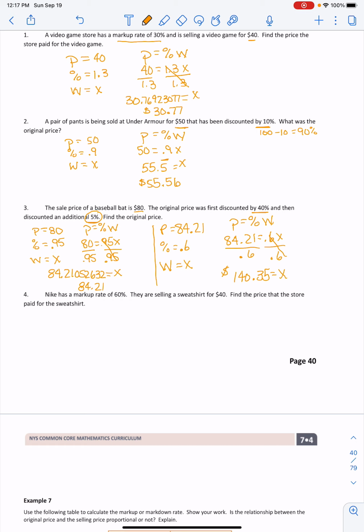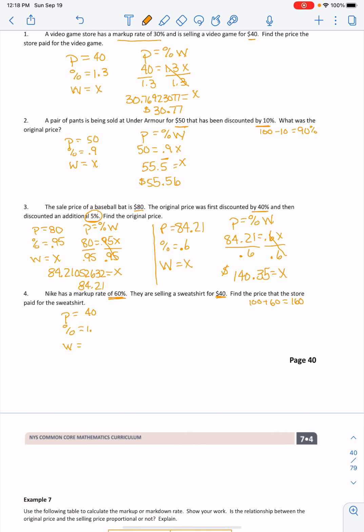Our last question, Nike has a markup rate of 60%. They are selling a sweatshirt for $40. Find the price that the store paid for the sweatshirt. So we have P, percent, and W. So we have a $40 sweatshirt. The markup rate is 60%, so it's that 100 plus 60 equals 160. So we have 1.6, and we have W equals X.